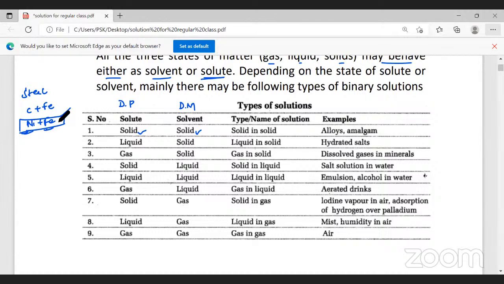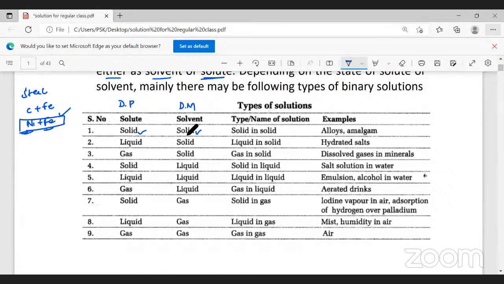Now see, solute is a solid and solvent is also a solid. Dispersed phase is a solid, dispersed medium is also a solid. So that type of solution is called solid in solid. Example, alloys, any alloy for that matter. Amalgam. Amalgam means any metal dissolved in mercury. All the metals will dissolve in mercury. Sodium, if you dissolve in mercury, is called sodium amalgam. So amalgam is an example for a solution of the type solid in solid.